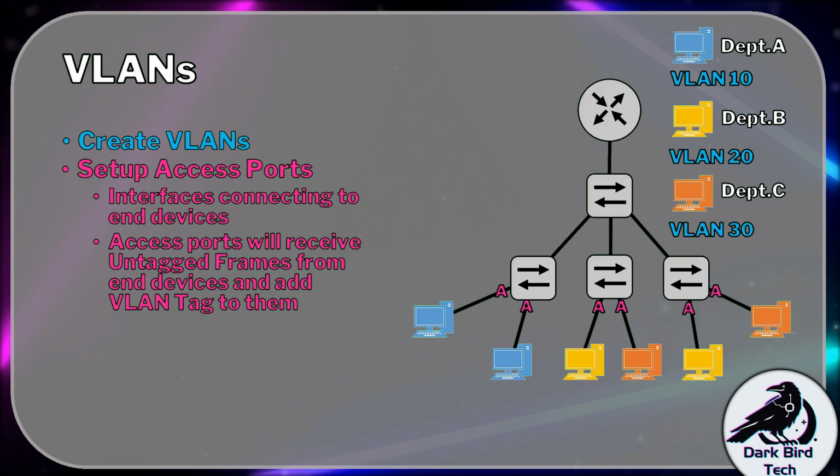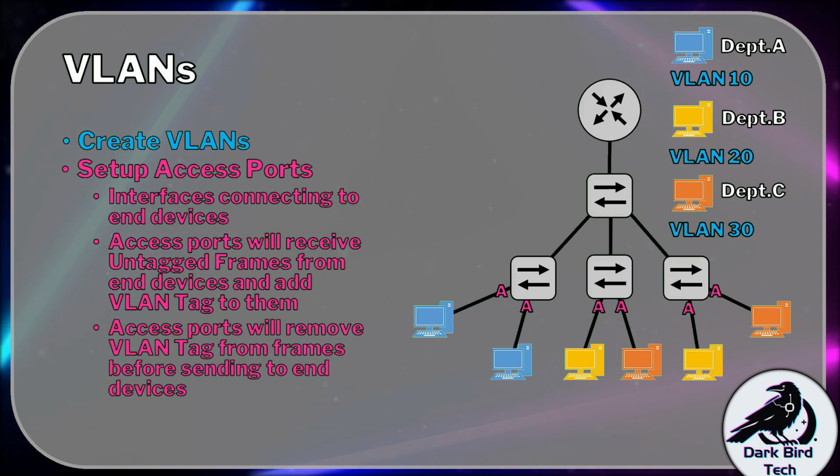And those access ports will be adding a VLAN tag to that traffic so that it can be associated with that VLAN. Now that means I'm going to have to make these access ports members of those VLANs. And then when it comes to sending out traffic, the access ports will remove the VLAN tag before it sends the traffic out to the end device.